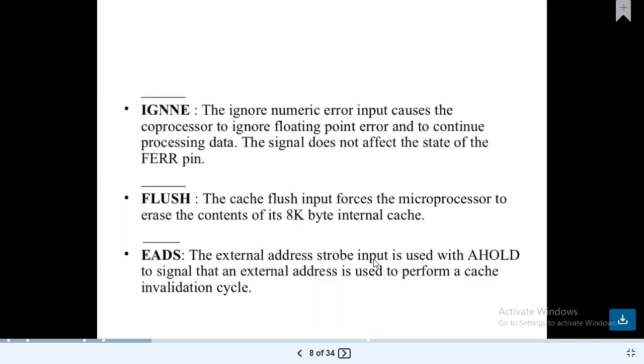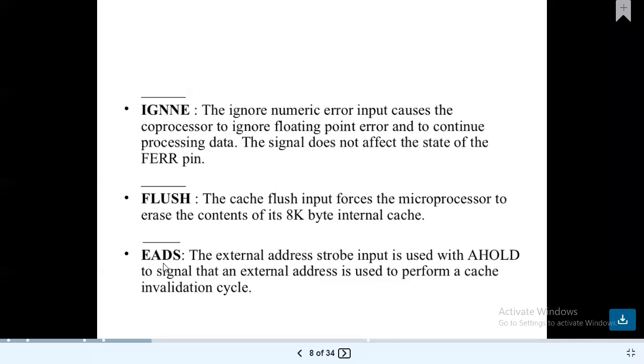The next one is IGNNE, ignore numeric error. Whatever errors happen due to numeric problems are ignored. This input causes the coprocessor to ignore a floating point error and continue processing data, and the signal does not have to update the state of the error output either. Then FLUSH, the cache flush input, forces the microprocessor to erase the contents of its 8 kilobyte internal cache.